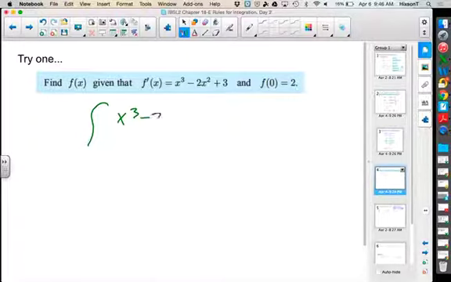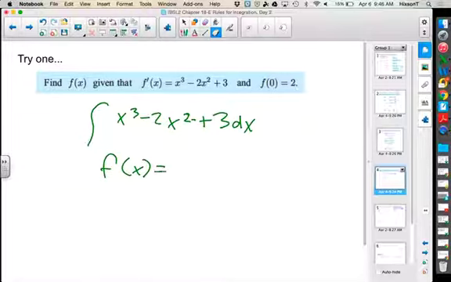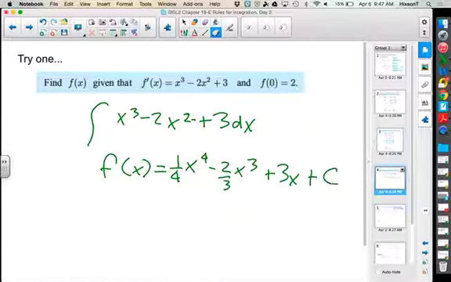The integral of x cubed minus 2x squared plus 3 dx. So f of x is one-fourth x to the 4th minus two-thirds x to the third plus 3x plus c.